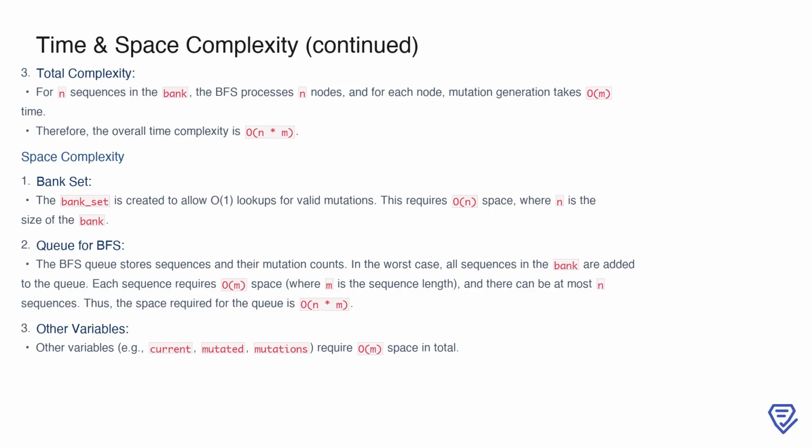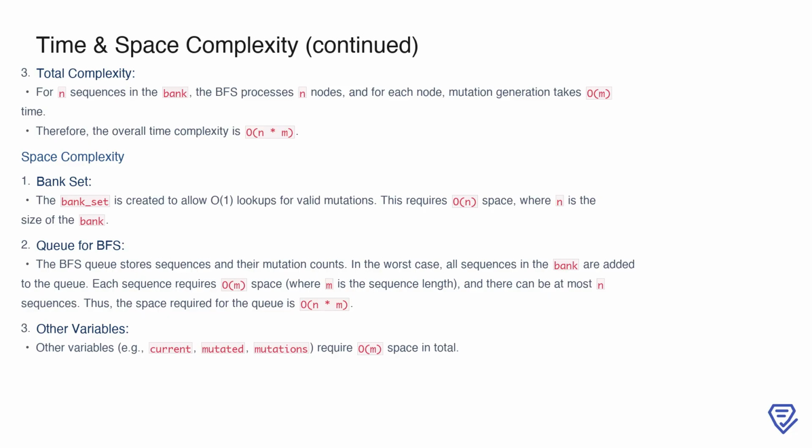Next, considering the space complexity, the bank_set is created to allow constant time lookups for valid mutations, which requires O(n) space where n is the size of the bank. Additionally, the BFS queue stores sequences and their mutation counts. In the worst case, the queue holds all n sequences, each requiring O(m) space due to the sequence length. This makes the space requirement for the queue O(n*m).